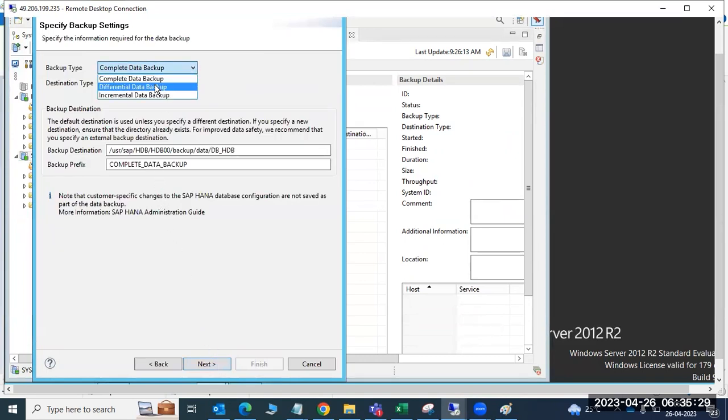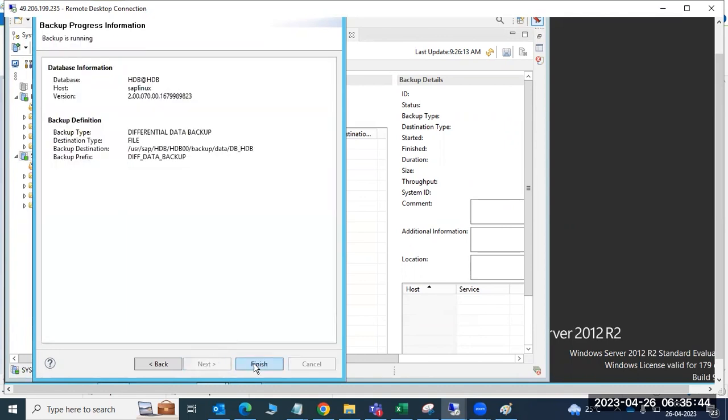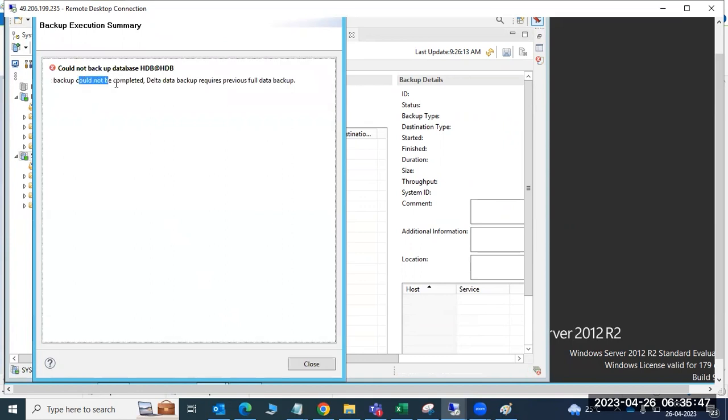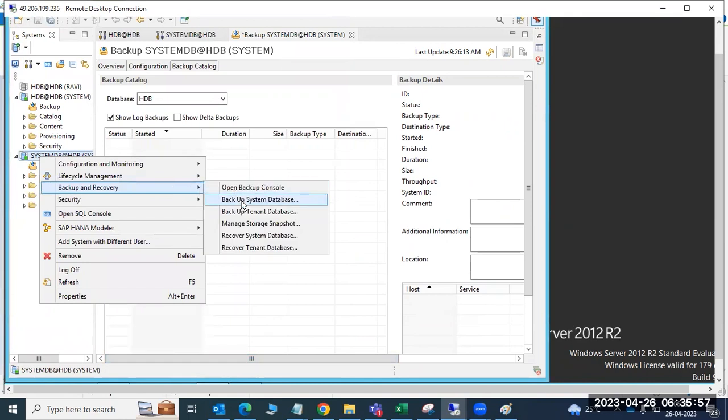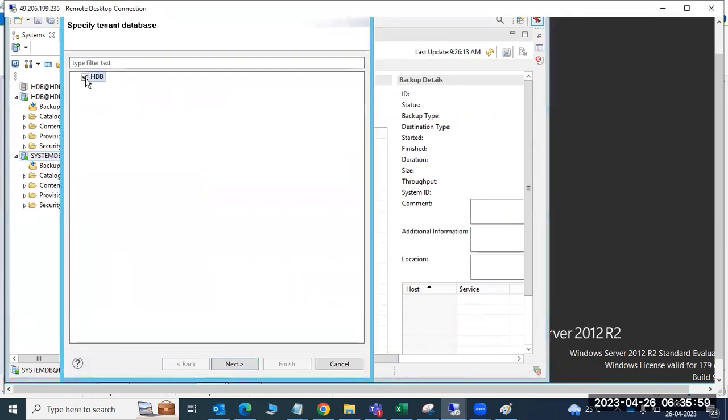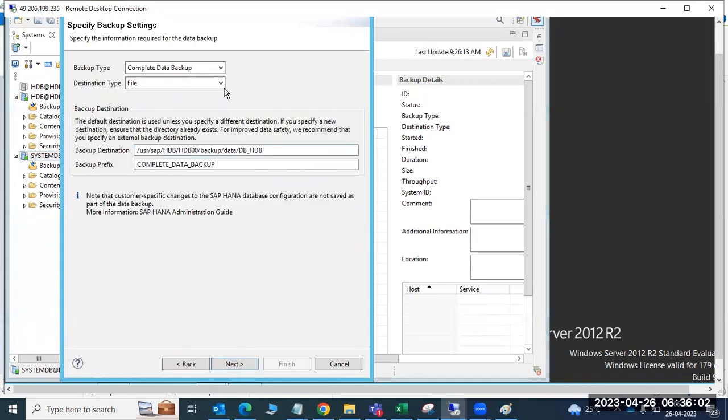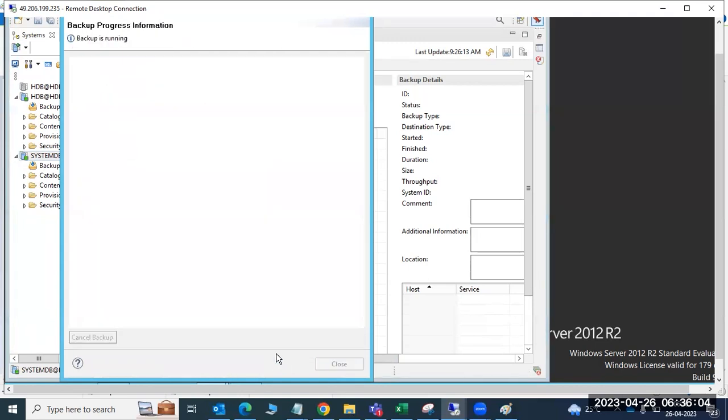So what happens? First, always take the complete DB backup. Whenever you are starting the system, if you haven't taken the complete backup yet, just take the complete backup. If you don't, what exactly happens? The system will throw the error: backup could not be completed. Why? Because it requires a full data backup. That's why the backup is not completed. So which means we have to take the full database backup first. At least one full DB backup is required.